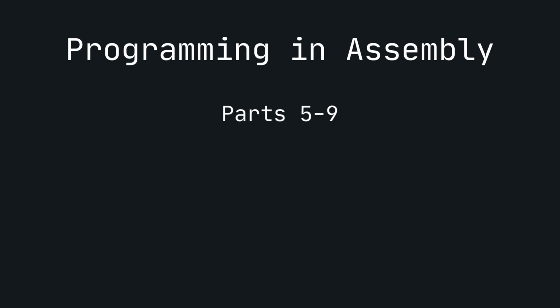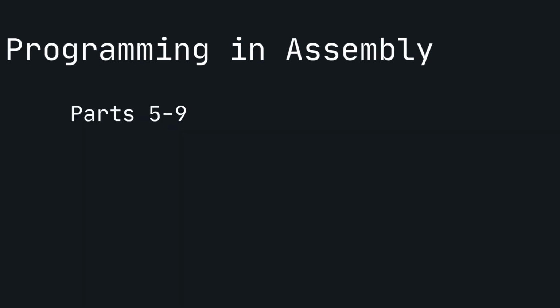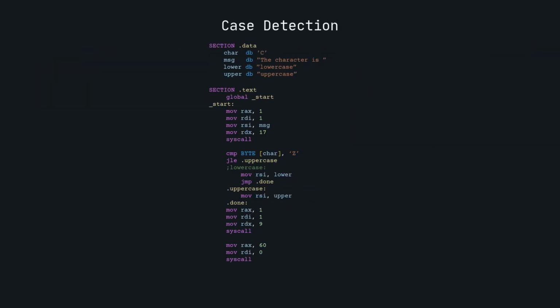Now, let's see how we can make dynamic programs using conditional jumping. By the end of this, we will have a program that differentiates between lowercase and uppercase characters, but first, let me explain the compare command.